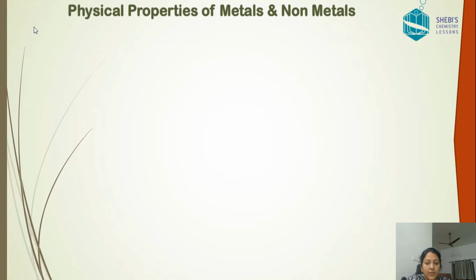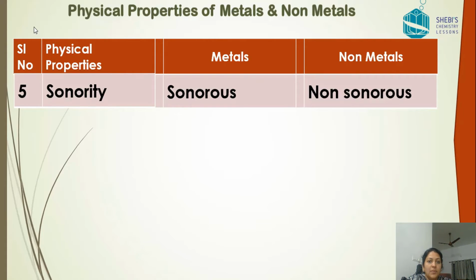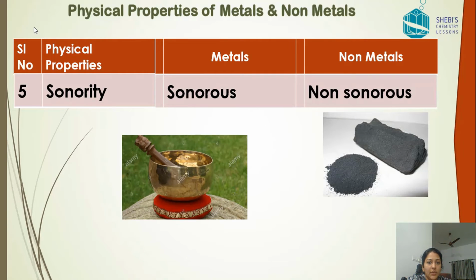Moving to the fifth physical property, sonority. Sonority means the ability of an object to make a particular ringing sound when hit with a hard object. So metals are sonorous and non-metals are non-sonorous. Here you can see some examples are given. Metals, for example, a school bell is an example of a sonorous substance.